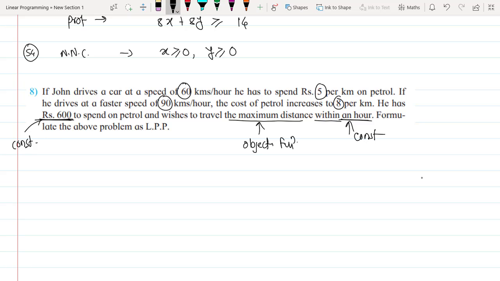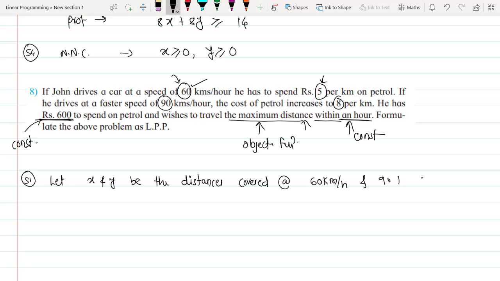See how we are getting all the variables, all the required terms from this passage. And this is the given information. If he goes at 60 kilometers per hour, it will be 5 rupees per kilometer. If he goes at 90, it will be 8 rupees per kilometer. So he wishes to cover the maximum distance. Since maximum distance is mentioned, what will your variables be? So step number 1 will be: let x and y be the distances covered at 60 kilometers per hour and 90 kilometers per hour.